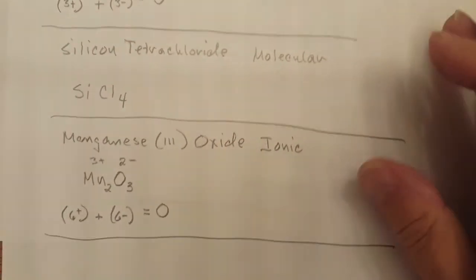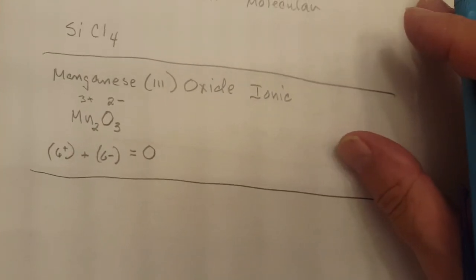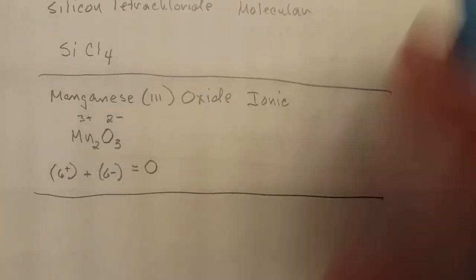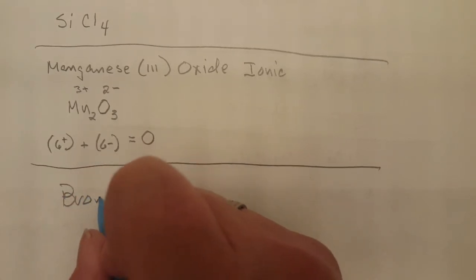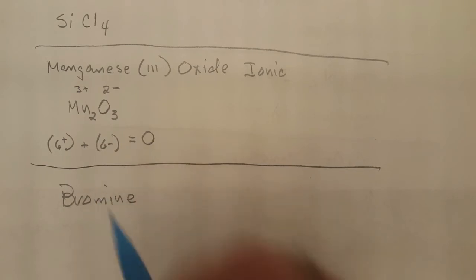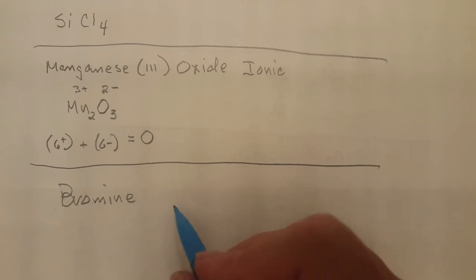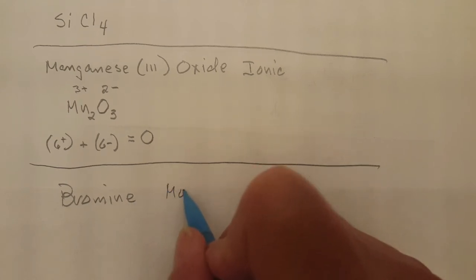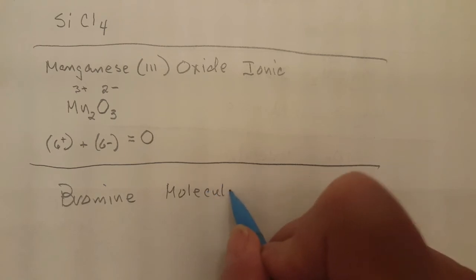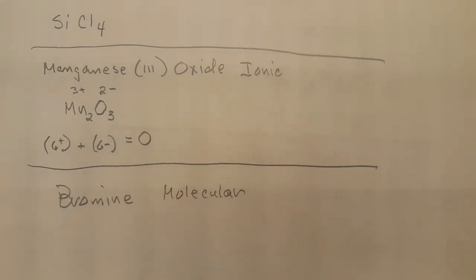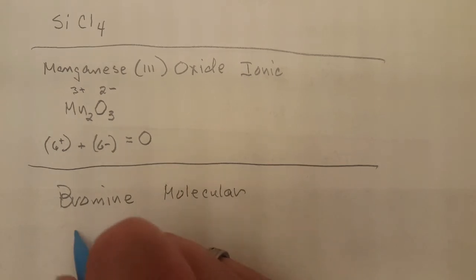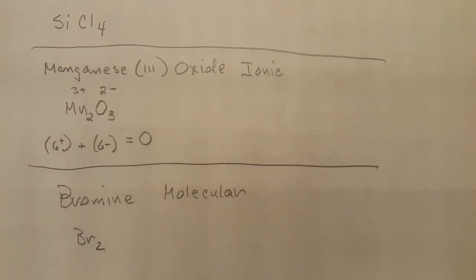The next one is bromine. So, is this ionic or molecular? No metal, so it's molecular. We know that bromine is the elemental name, but as a molecule, bromine is a diatomic molecule, so this is Br2.